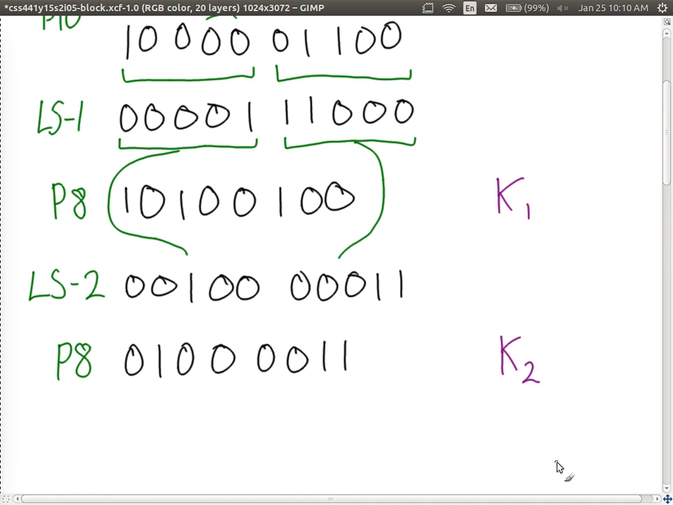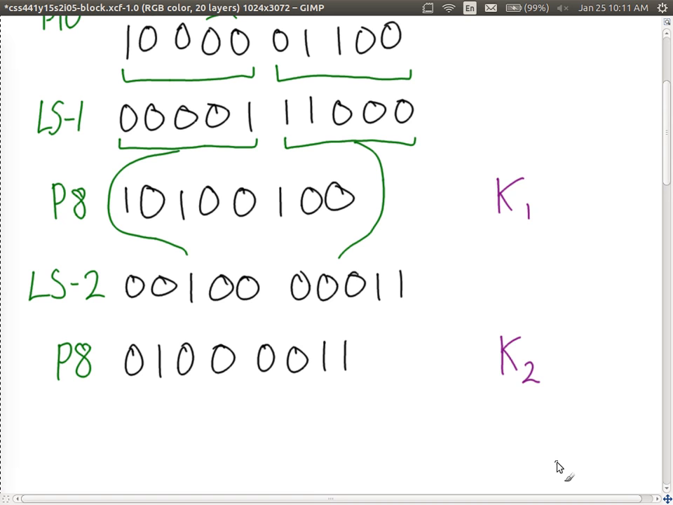All we've done is take our 10-bit user-chosen key and rearrange it according to some fixed algorithm to get two subkeys. Not so hard. That was the easy part. And note that the operations we did were all permutations or transpositions. There were no substitutions there. We always just took the same bits in and moved them around. Left shift is a permutation. P8 and P10 are permutations.